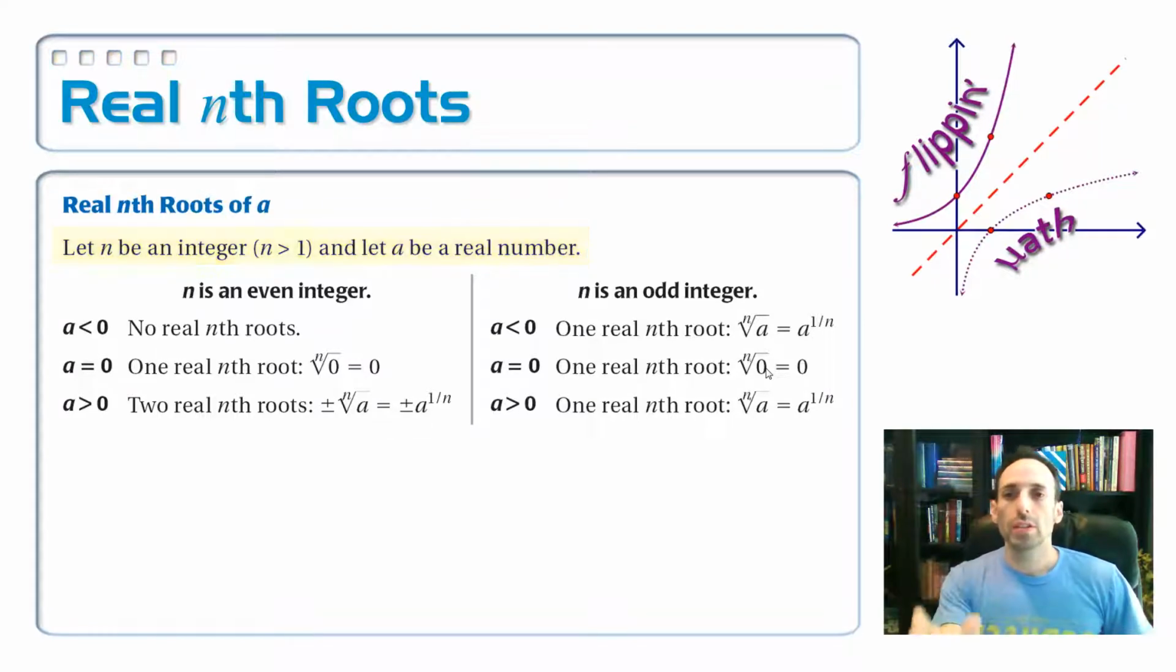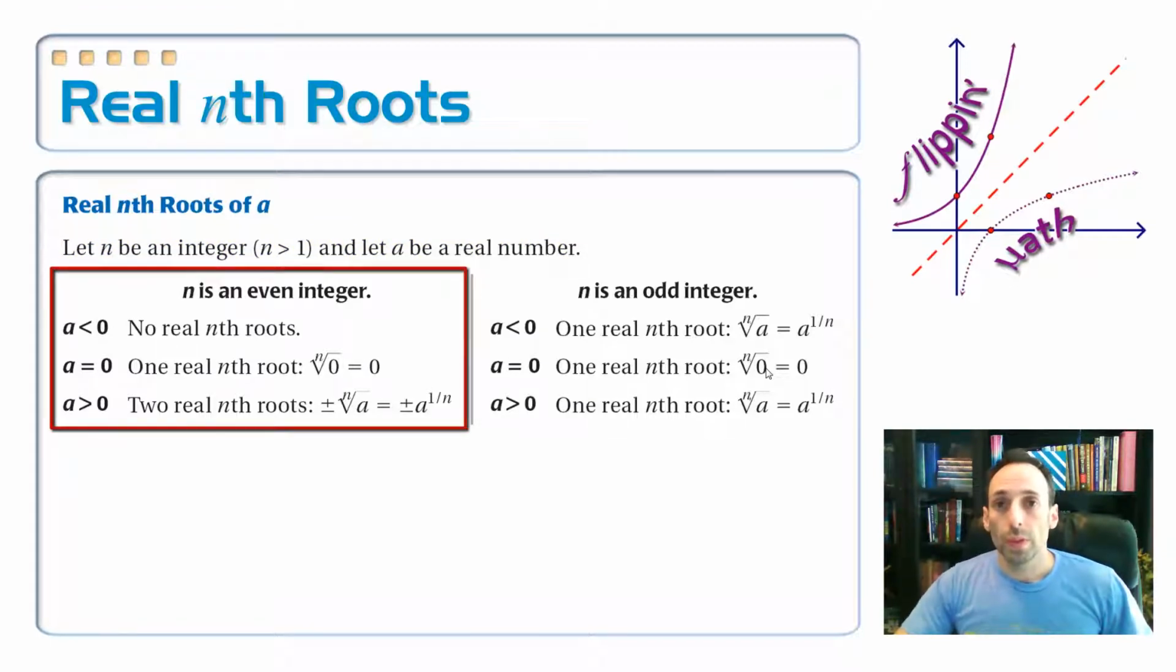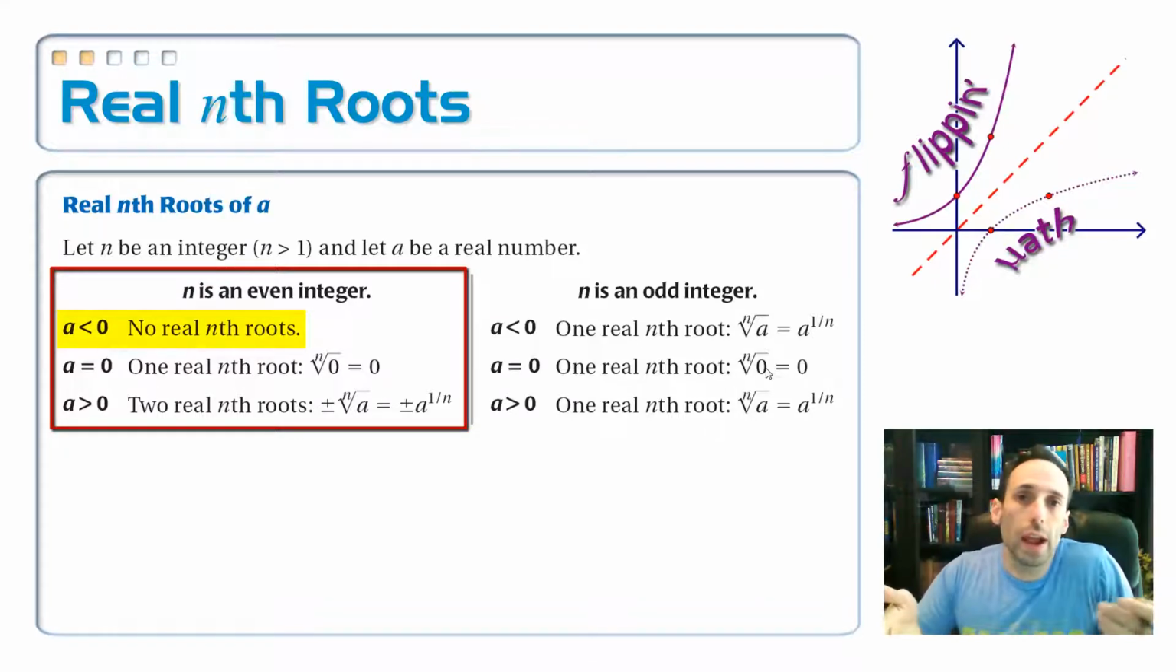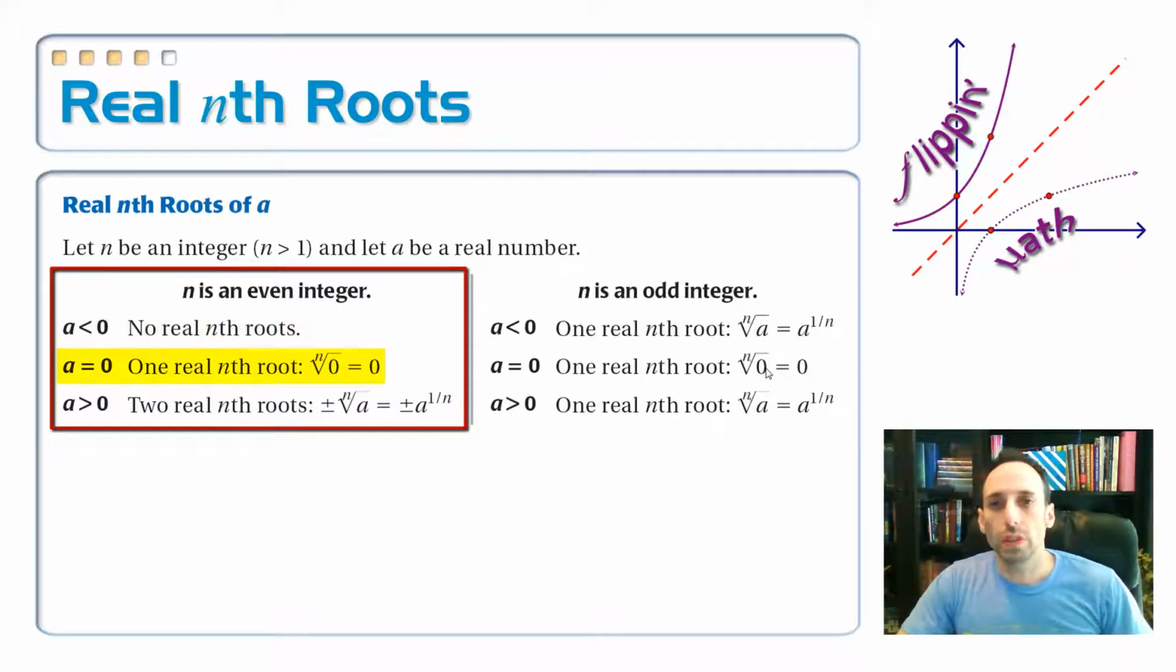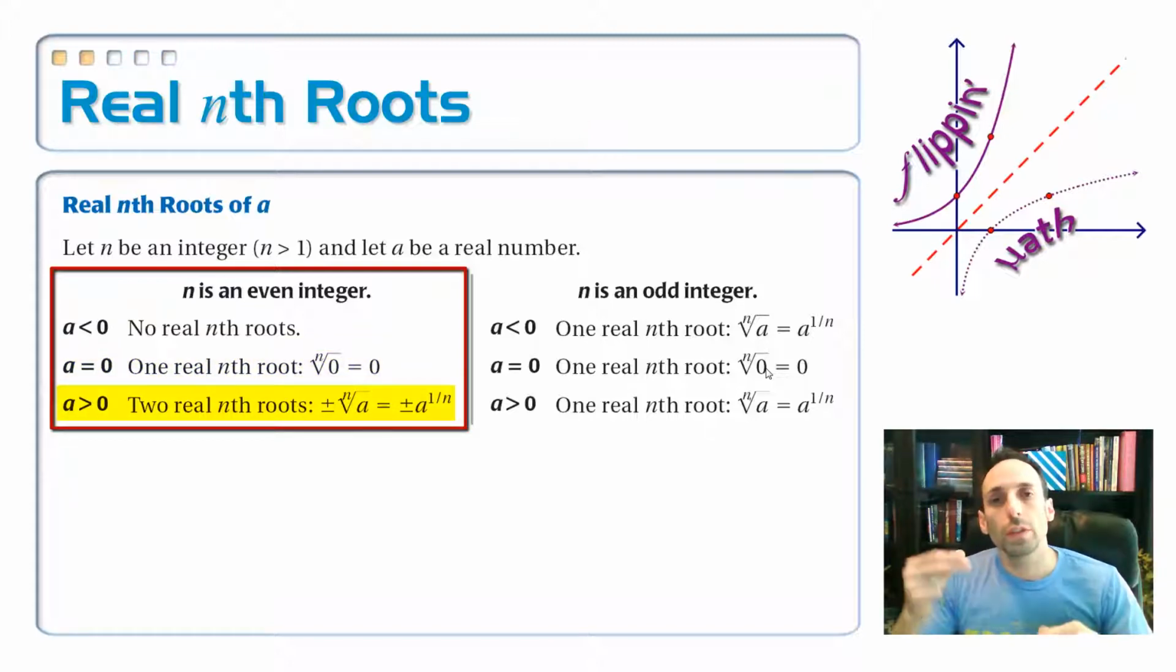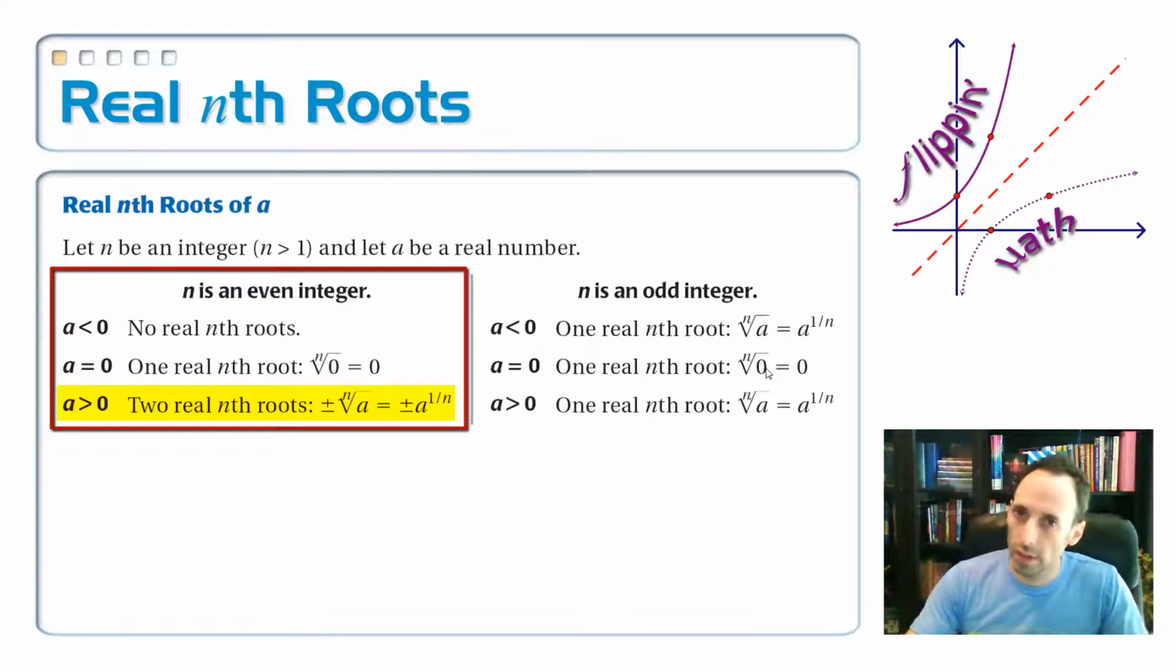Okay, so now let's examine it if our index, our nth root, is an even root. Well, if a is negative, you don't have any real ones. It's like taking the square root of -4. It's imaginary. If a is equal to 0, then you just have one real one, and it's just 0. Like the square root or the fourth root of 0 is just 0. And if it's positive, then you have two real solutions, a positive one and a negative, like we've done before, where the square root of 4 is equal to +2 and -2.